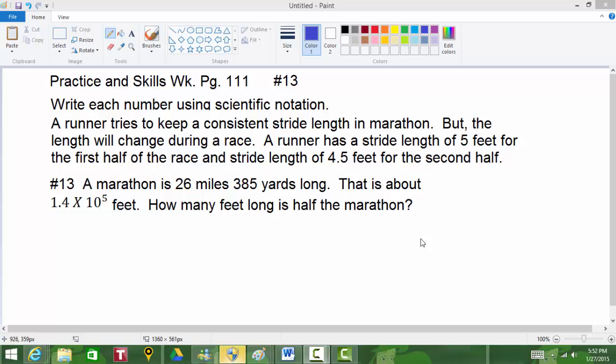Okay, we're going to be doing a problem from the Practice and Skills workbook. It's page 111, problem number 13. Write each number in scientific notation.